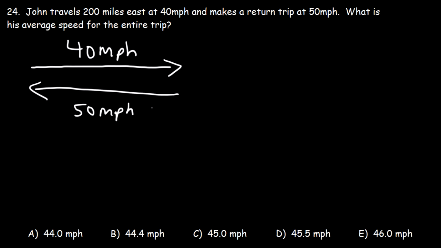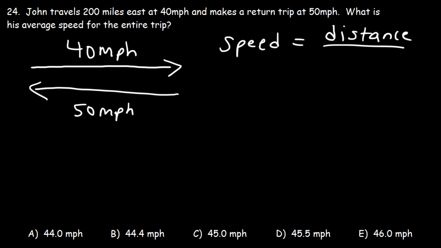So how can we find the average speed? The average speed is equal to the total distance divided by the total time. It's based on the equation d is equal to rt. So you're looking for the rate. So the rate is the distance divided by the time.